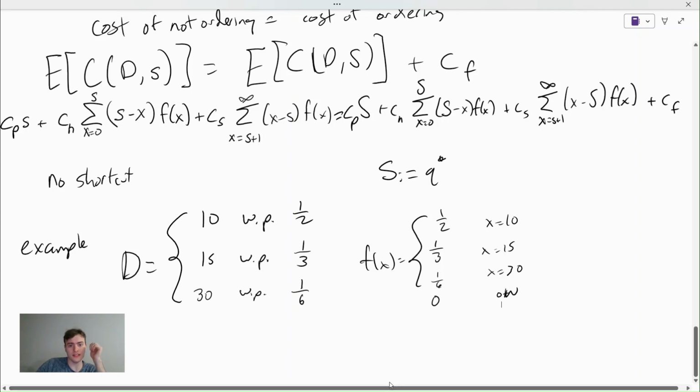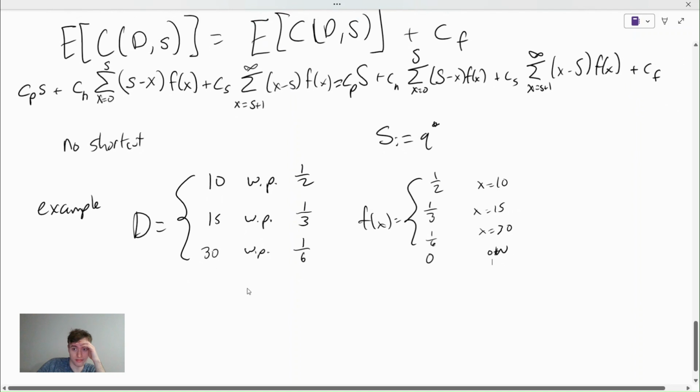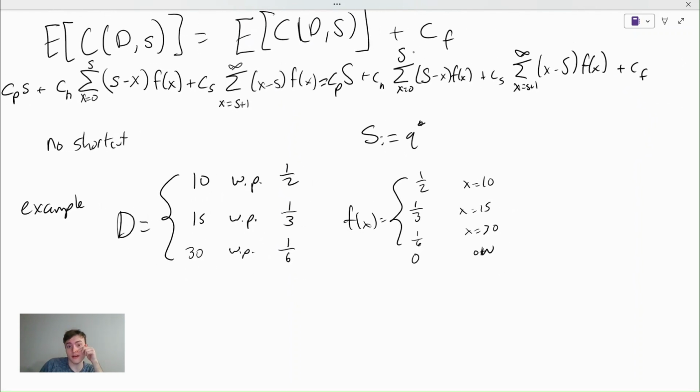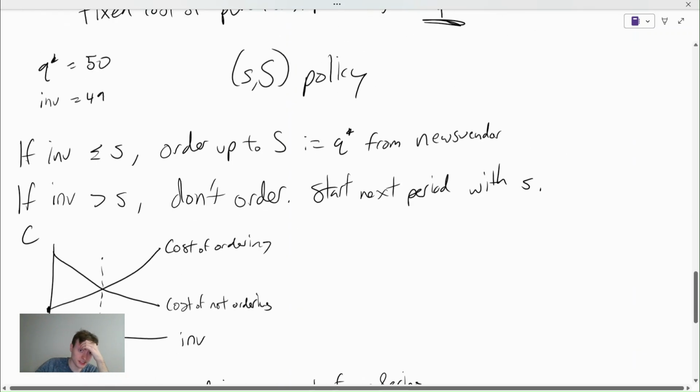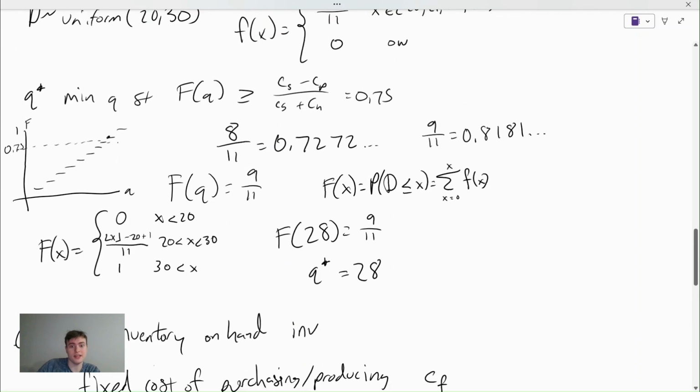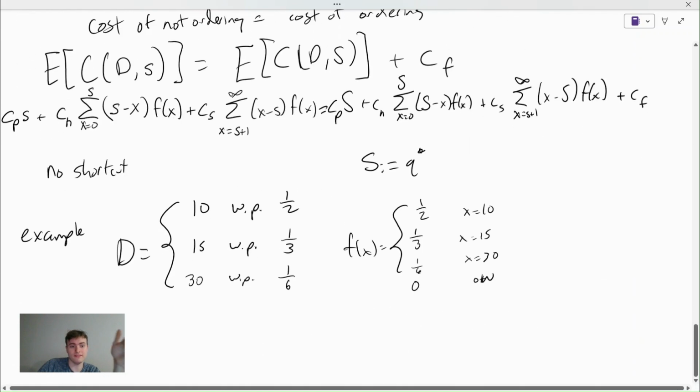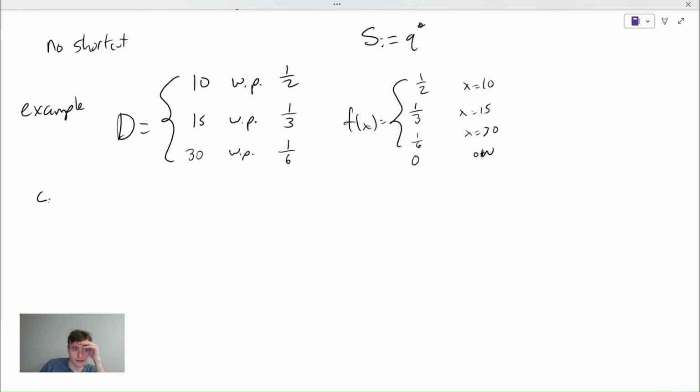And then let's practice computing Q star. Let's say that our critical ratio was the same as up above. We have that's 0.75, right? So our critical ratio equals 0.75.